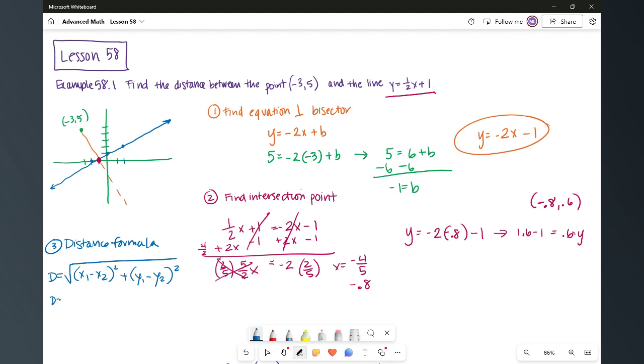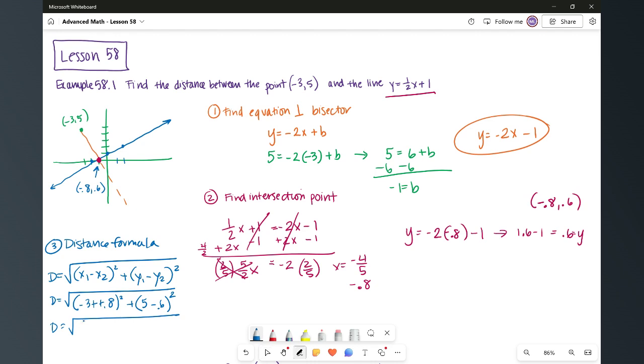So I end up with, let me go ahead and label this point. This is negative 0.8, 0.6. So if we do our x's, I have negative 3 minus 0.8 squared, plus my y is 5 minus 0.6 squared. These become positive. I end up with negative 3 and 0.8.